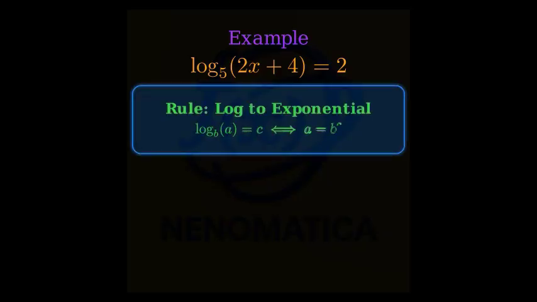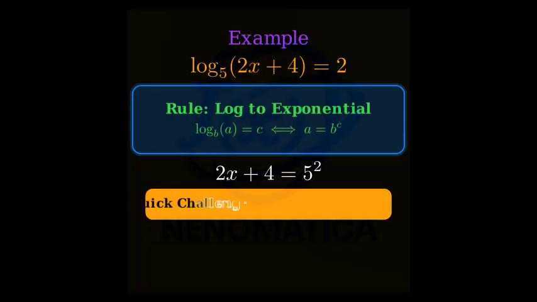Example. We will solve the logarithmic equation log base 5 of, open parenthesis, 2x plus 4, close parenthesis, equals 2. Step 1. Convert the logarithmic equation to exponential form. We use the rule: log base b of it equals c if and only if it equals b to the c. Applying the rule here gives 2x plus 4 equals 5 squared.